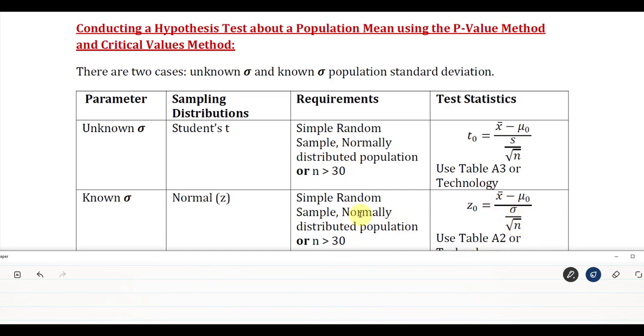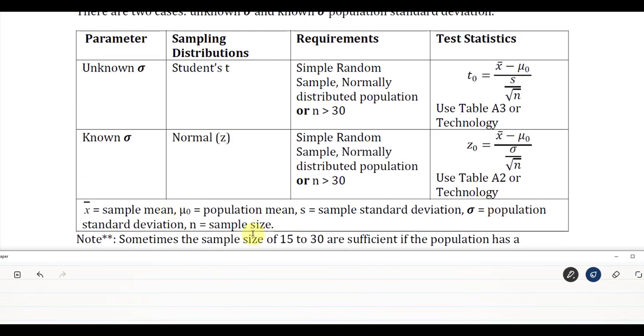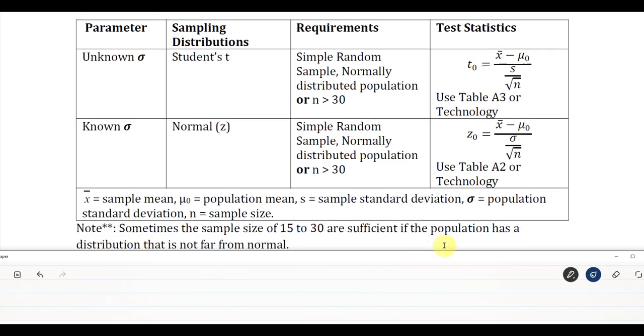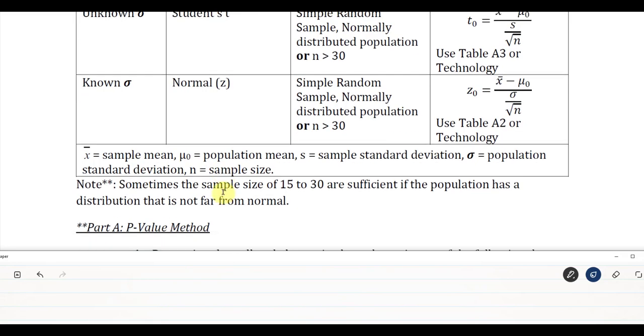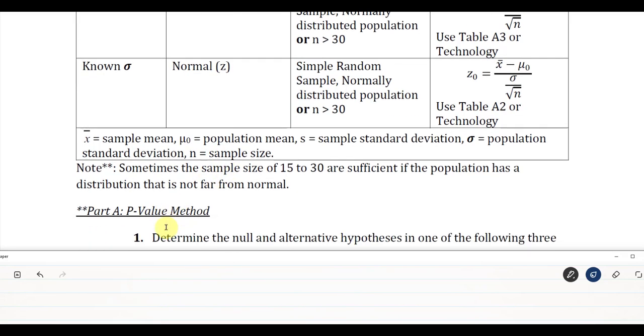And sigma again is just the standard deviation of the population. And again, x bar is the sample mean, mu naught is the population mean, some assumed value, and n is just the sample size. Now sometimes a sample size of 15 to 30 is sufficient if the population has a distribution that is not far away from the normal. Okay, the first part will focus on the p-value method.